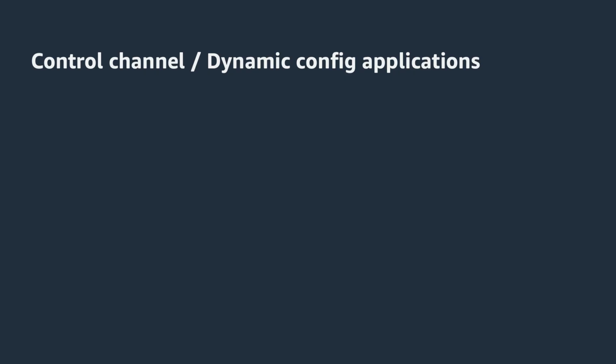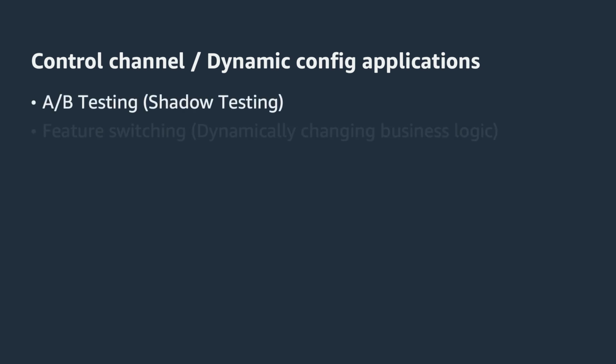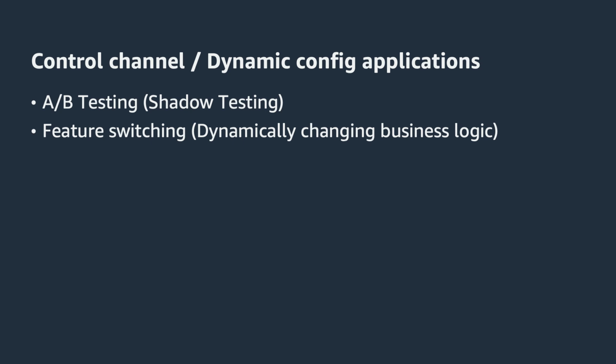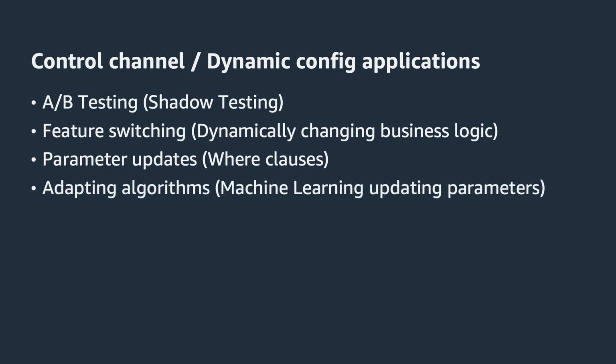So, what are the applications of the configuration or control channel technique? First, it is A/B testing or shadow testing. Second, feature switching where you can dynamically change the code branches depending on the business logic. Third is parameter update, just like the example we have seen to apply it in the where clause. And finally, for adapting algorithm, you can imagine an ML driven algorithm which can update the parameter or even the application can update itself by pushing the parameter continuously.